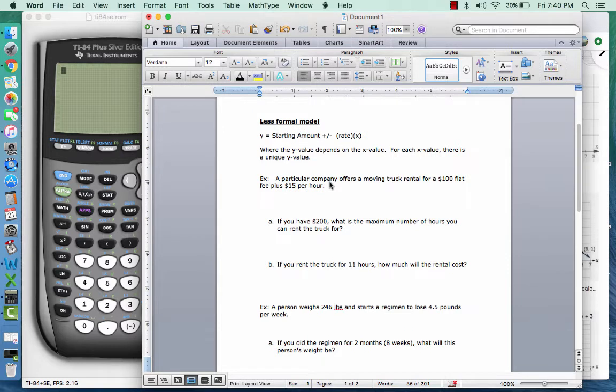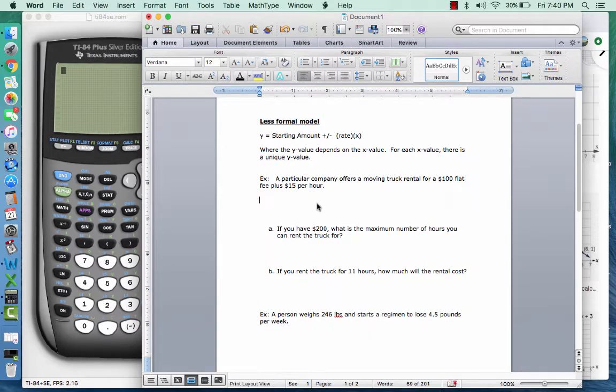It says a particular company offers a moving truck rental for a $100 flat fee plus $15 per hour. So the model of this is clearly that the cost is dependent on how many hours you rent this truck, right? So cost is going to be my dependent variable y, and the cost starts off at $100. That's the flat fee. That's the starting amount. You have to pay that no matter what. And then I have to pay more, $15 for every hour.